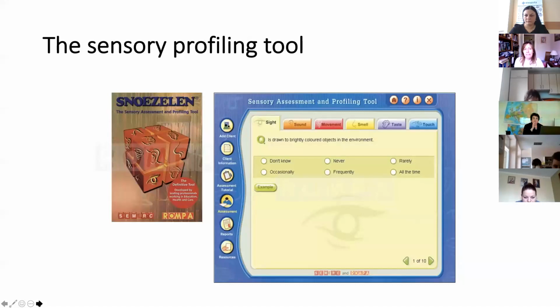Another thing we need to consider is where our sensory preferences lie. Now, all of you will have a sensory preference. Some of us are more drawn to visual stimulation or auditory stimulation, or maybe touch. And this particular assessment asks a number of different questions that either the individual can complete or a carer can complete for them. And it will ask a question, and as you can see from the image here, we have this question, which is around sight, is drawn to brightly coloured objects in the environment.